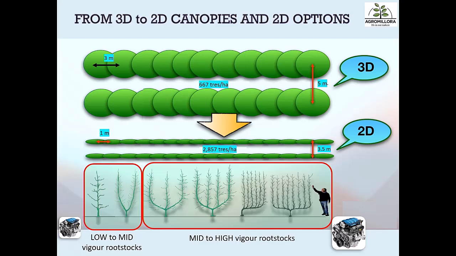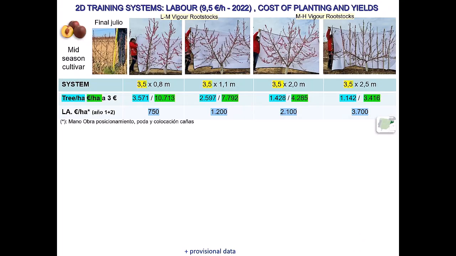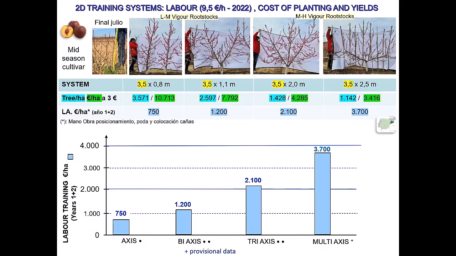Of course, when we move from 3D to 2D, we have different options, as you can see here, and we'll explain these options. This is a trial that we started years ago. You can see the axis, the B-axis, the 3-axis, the Guyot tree, as in apple. And it's important to see the first question: how much labor do we require for each combination? Very low labor, more, and more. So more axes, more labor for training the first 2 years. This is the labor for training the first 2 years.